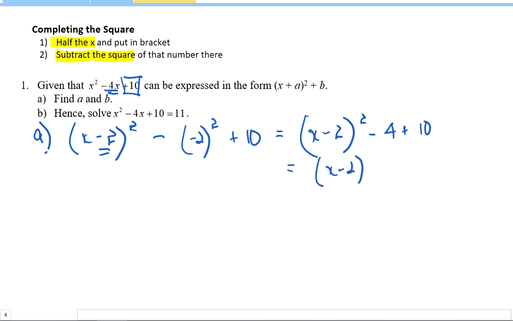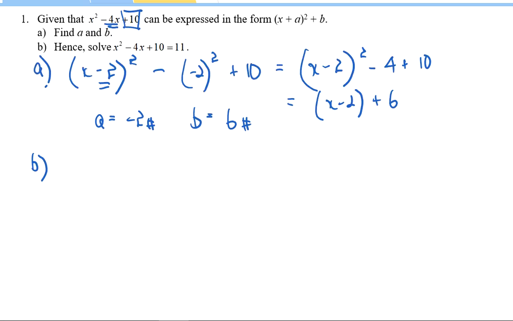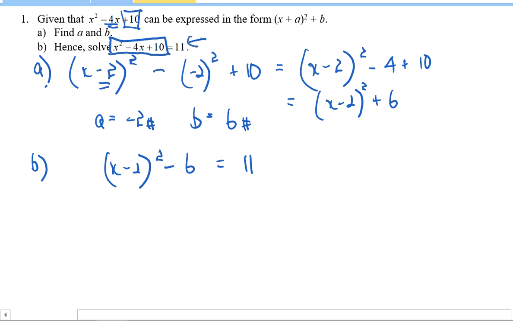I'm very certain you are able to tell me what exactly your values of A as well as B are right now. Part B is a hence question, meaning you need to use the answer that you have for part A in your part B. The part B question, the first part, comes from the original question. And the original question, you know by now, can be written as (x minus 2) bracket square minus 6. And let this be equal to 11 in your part B.